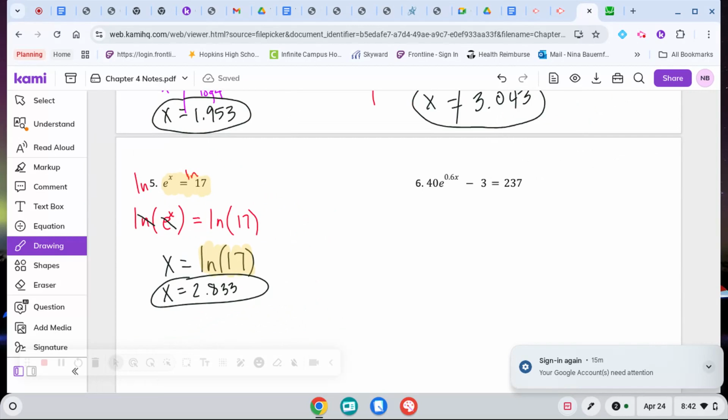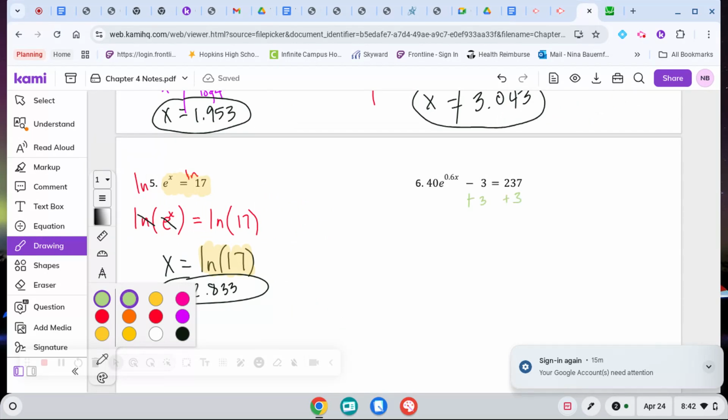So number 6 is a little wild looking because there's some extra pieces to it, but basically all we need to do is get the e part by itself. So if we go plus 3 first, let me rewind. We're trying to find x, so we need to get it by itself. Let's peel away the easy stuff first.